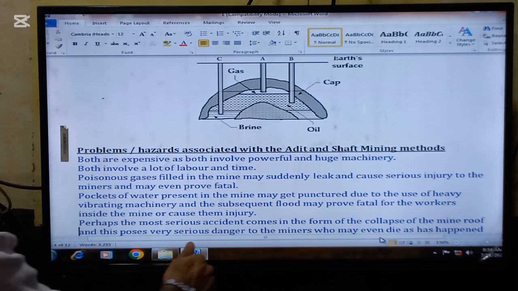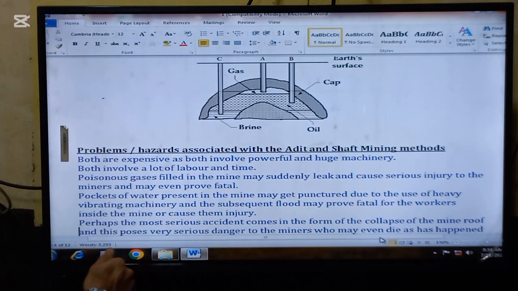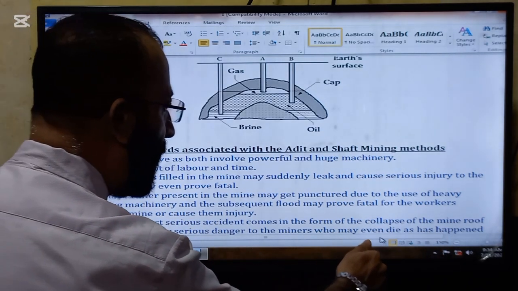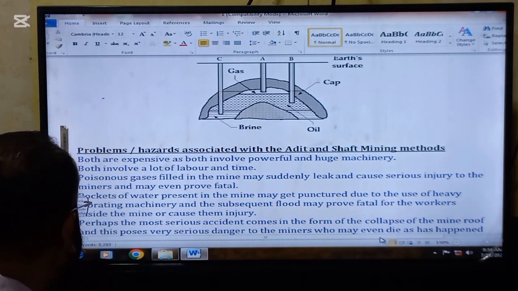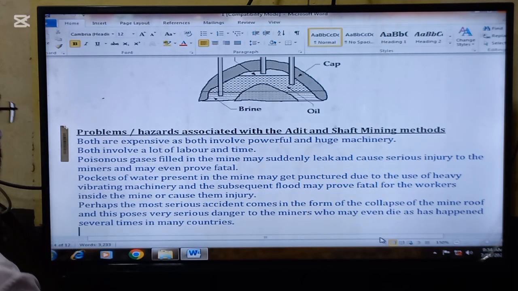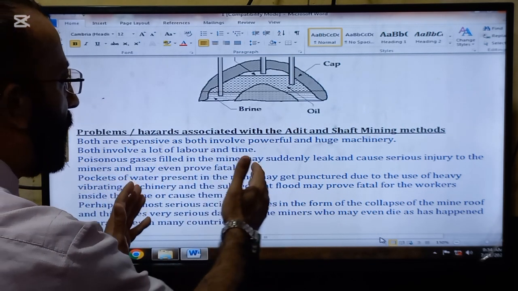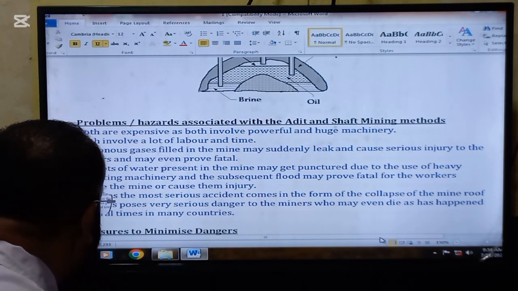Perhaps the most serious accident comes in the form of the collapse of the mine roof, and this poses a very serious danger to the miners, who may even die, as has happened several times in many countries. So these are the problems or hazards associated with the adit and shaft mining methods.